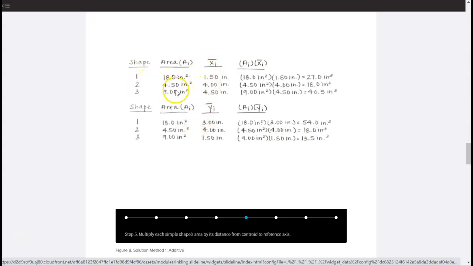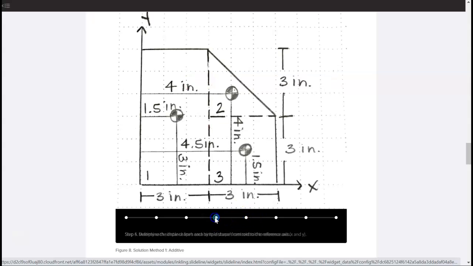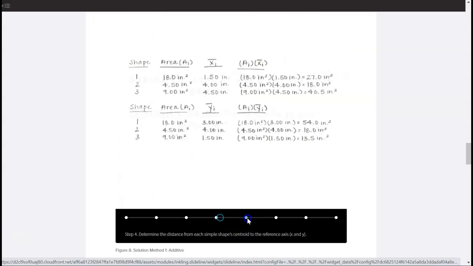And then for number 2, we're doing all in the x direction. So it's just shape number 2, 4.5 inches squared and 4 inches. Let's look and see where that came from. Shape number 2 was 4.5 inches squared because we did the area earlier, and times 4 inches. And then shape number 3 is going to be whatever the area was times 4.5 inches. So let's go back. These two multiply across, and then you get your answer in cubed.